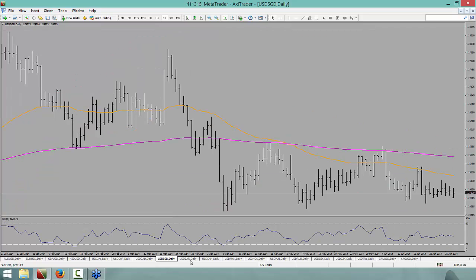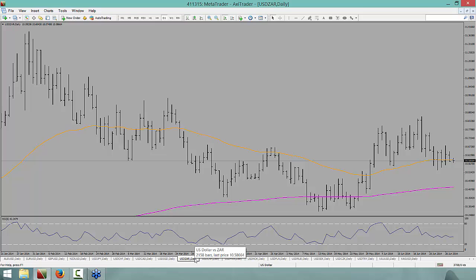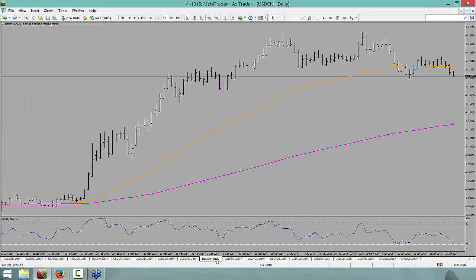It's just doing nothing. I don't see anything there. Dollar rand. Again, there's not much there. I'd prefer to be buying this again. China.